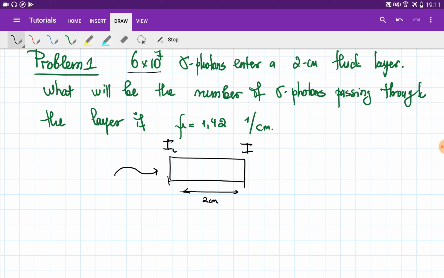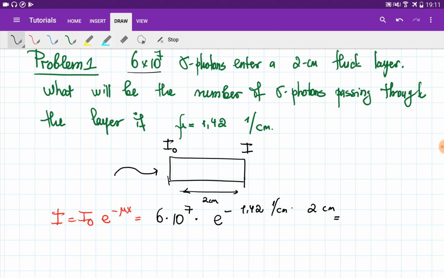So if I know the initial one, I just need to use this formula. I is equal to I0 e to the power of minus mu x. We are given all the parameters here. I0 is 6 multiplied by 10 to the power of 7, multiplied by e to the power of minus 1.42 multiplied by x, which is 2 centimeters. So here it's 1.42 per centimeter multiplied by 2 centimeters.